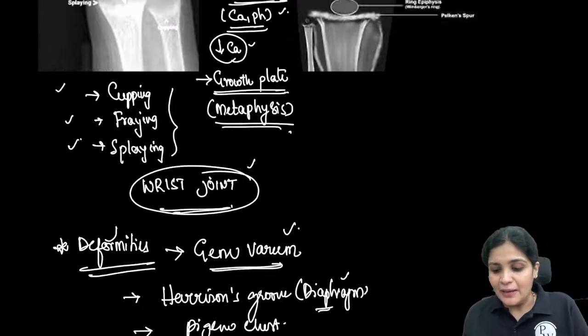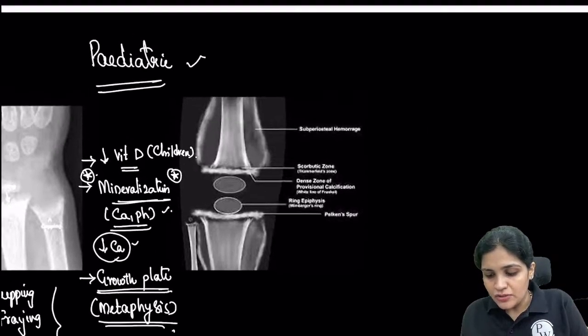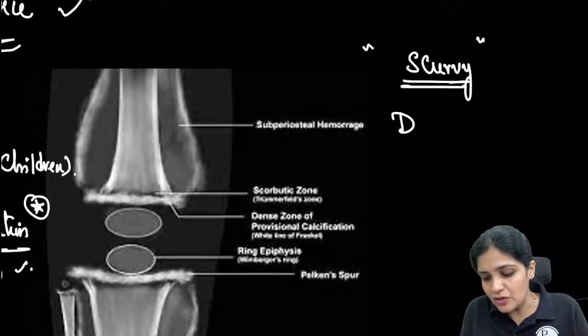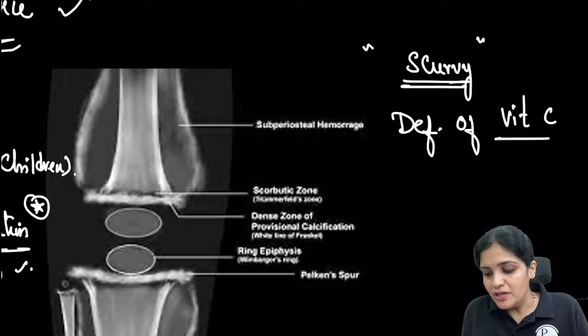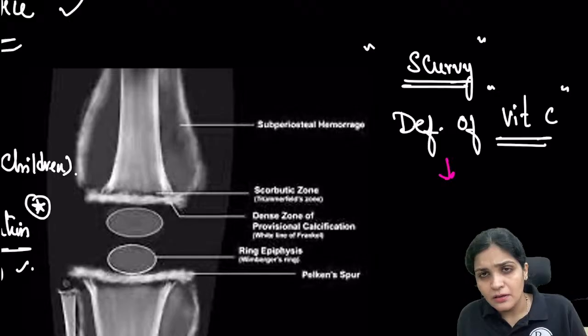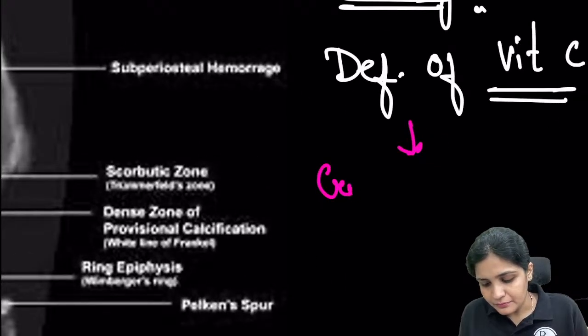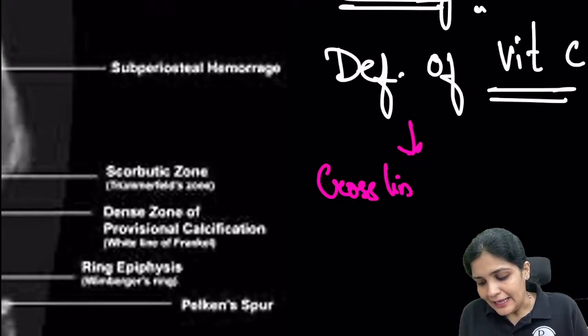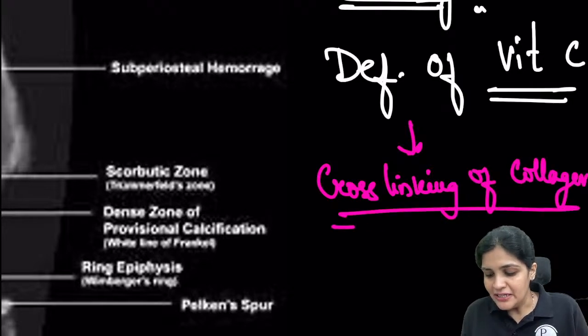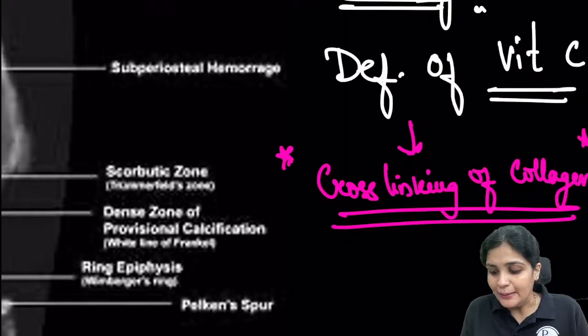Right? And when coming to scurvy, what is the problem in scurvy? There is a deficiency of vitamin C. What is the role of vitamin C in case of your bones? Hydroxylation of proline and lysine. Yes, there is mainly cross-linking of the collagen. This cross-linking of the collagen depends on vitamin C.